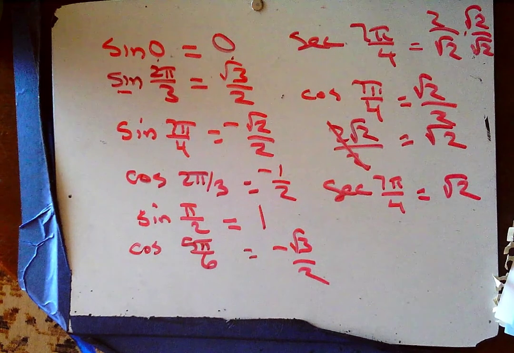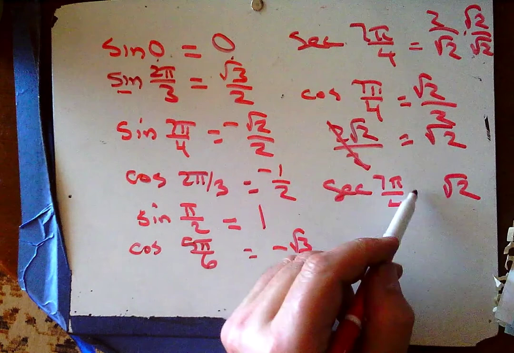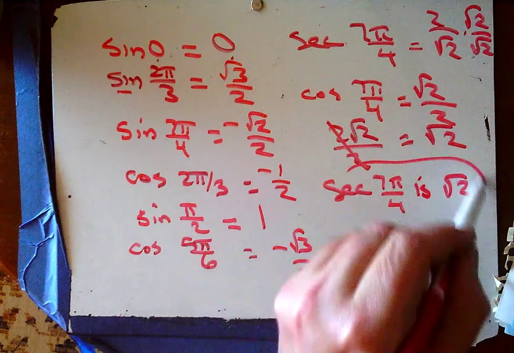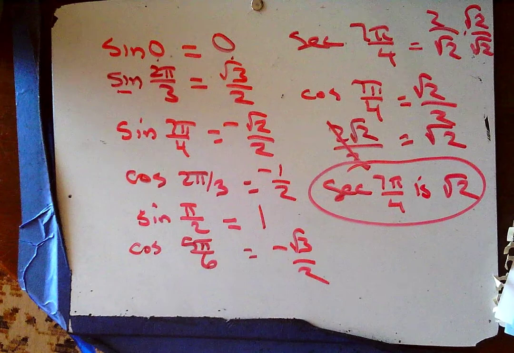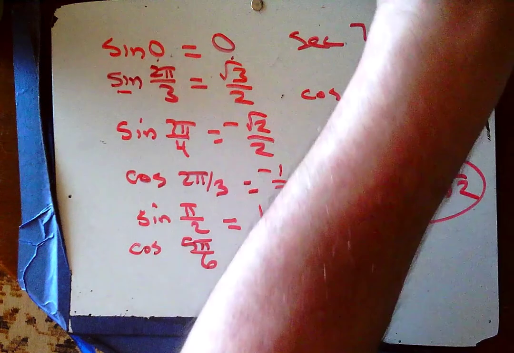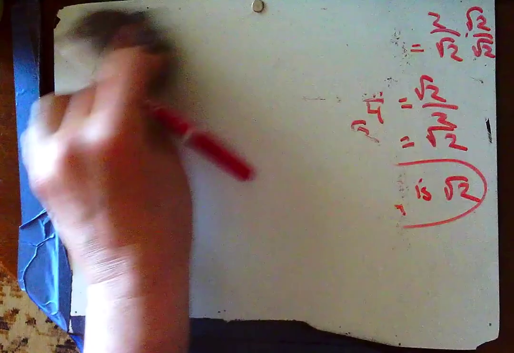Remember, when you're writing a sentence for these in the homework, that's your sentence. Secant of 7 pi over 4 is root 2. Okay? Don't forget to write sentences. Okay, if you're not getting full credit on your homework, the first thing I'm going to say is, are you writing sentences? Okay, next.